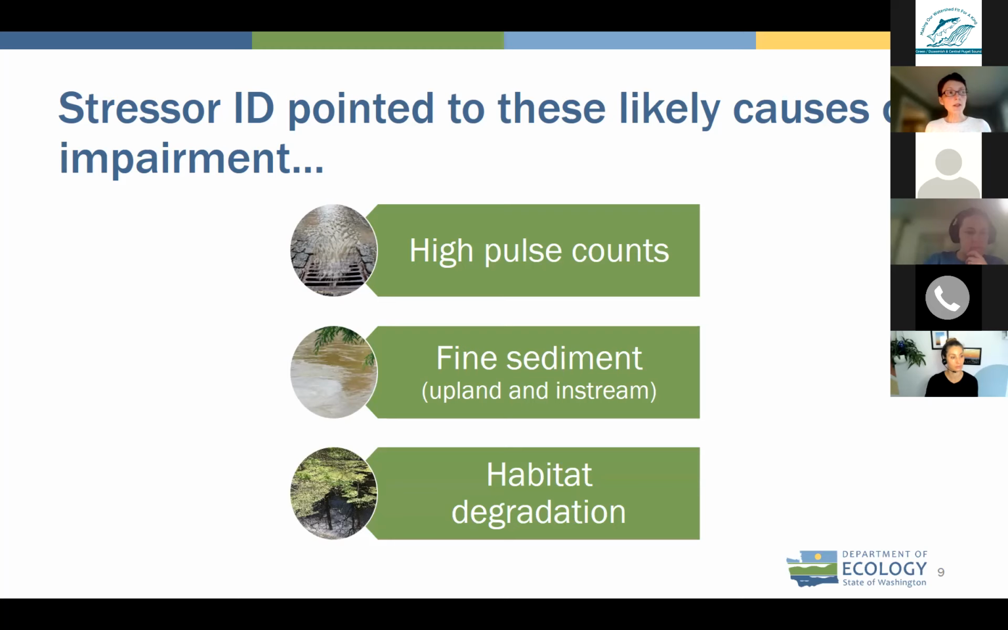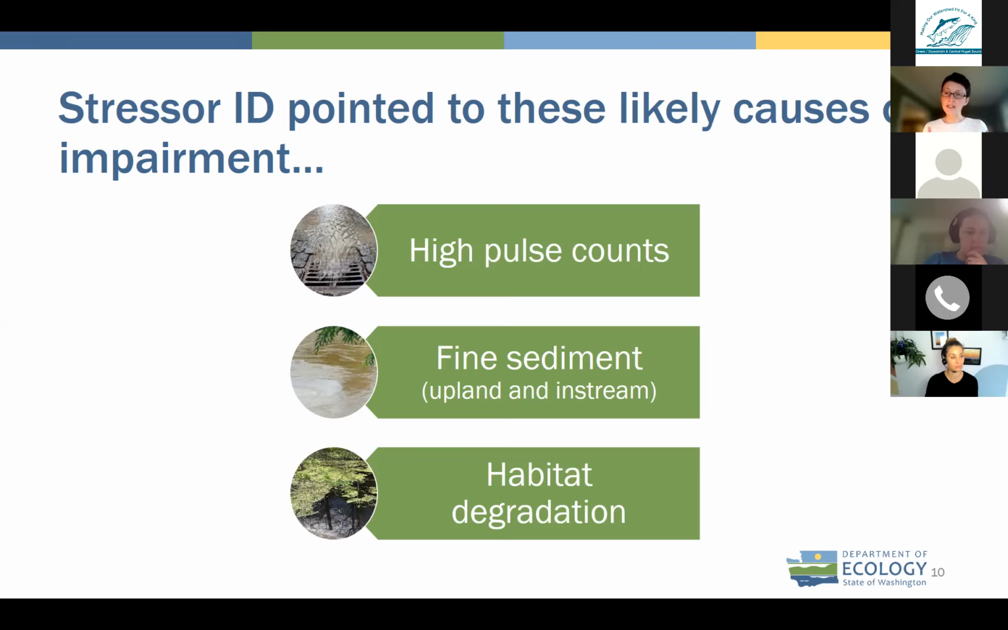Since these findings are based on a statistical analysis and not a causal model, I want to emphasize again that they are considered most likely stressors. And at this point, we're happy to see these three factors identified, which are crucial in helping us forge a path toward the TMDL.